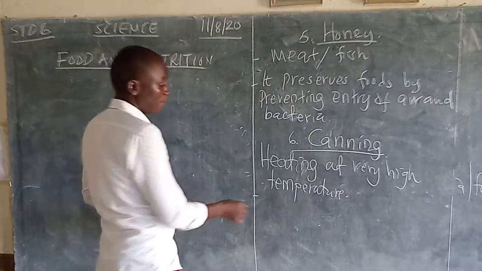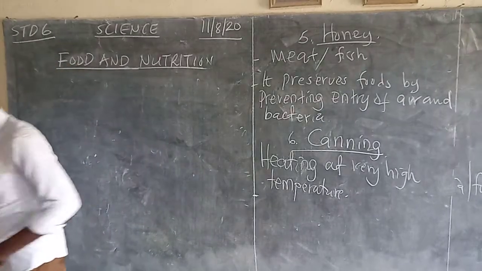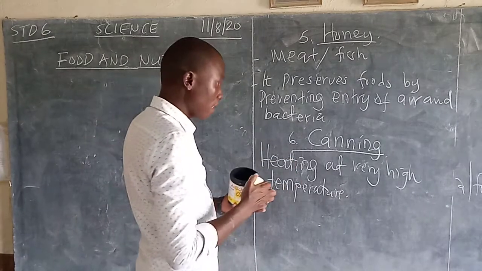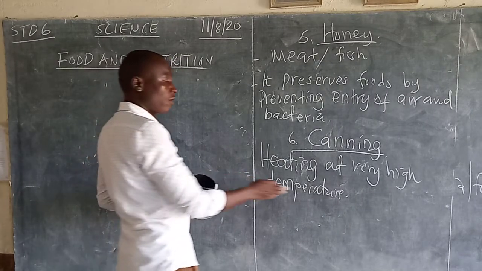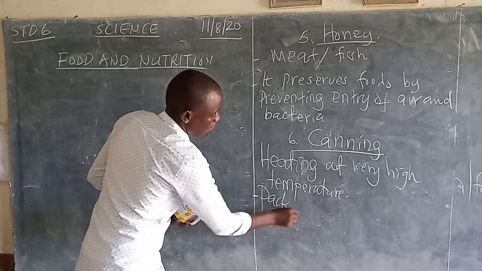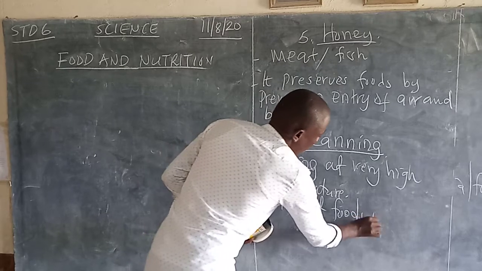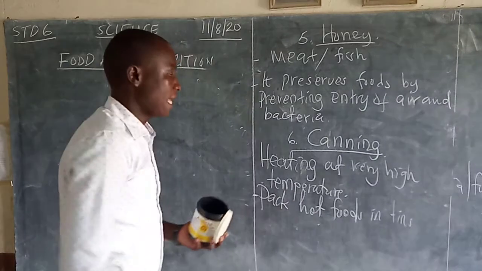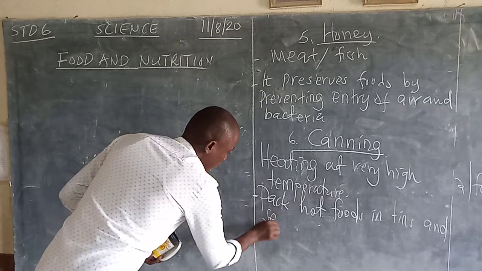And then what happens? You take the hot foods and you pack them into containers. The hot foods. Don't cool them. You pack hot food in a container and you immediately seal it.